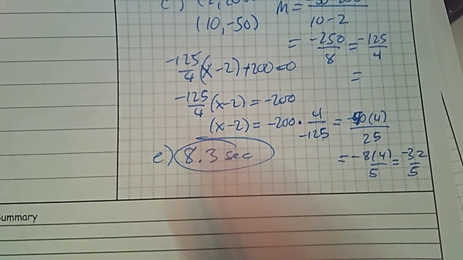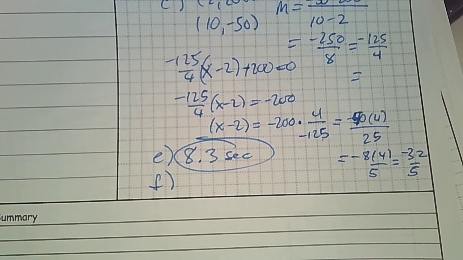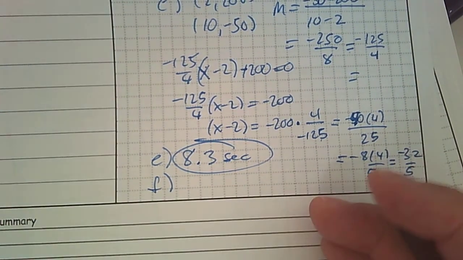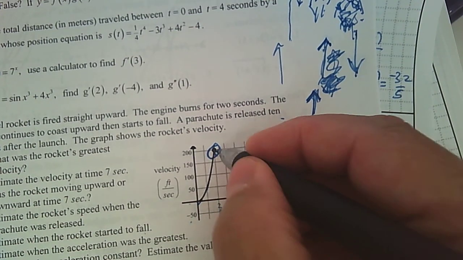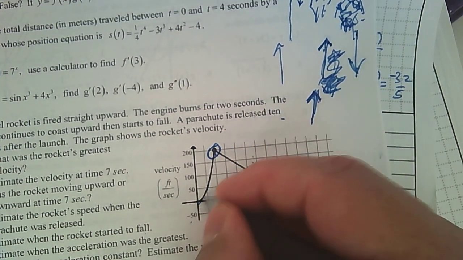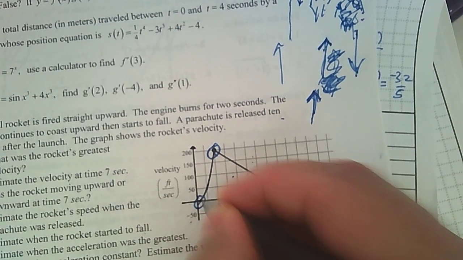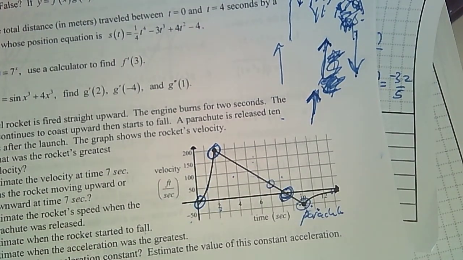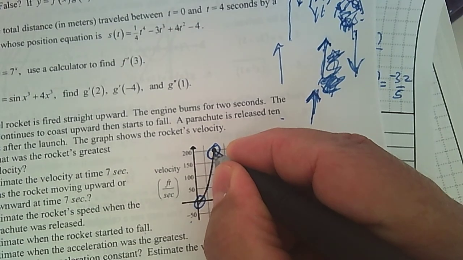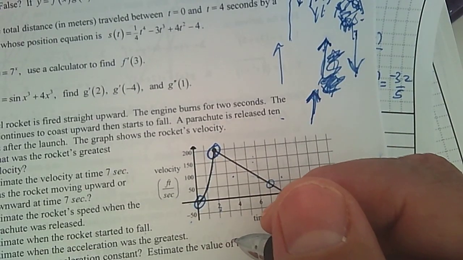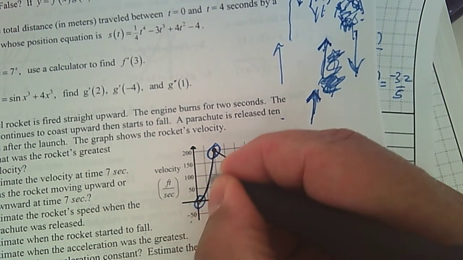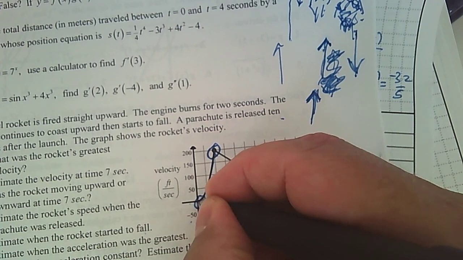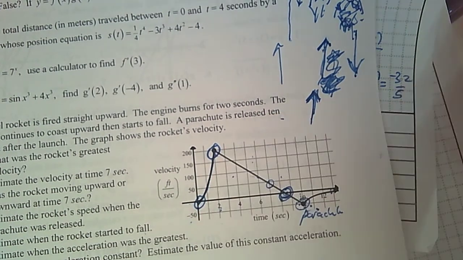F, estimate again. When was the acceleration the greatest? So when is the slope the most pointed up? So acceleration, if it's negative, it's negative, so a negative number doesn't help. So I'm looking at the slopes here. And right at the very beginning is when the acceleration is the greatest. So approximately acceleration is greatest just before 2 seconds. Where is this the steepest? Right before 2 seconds.